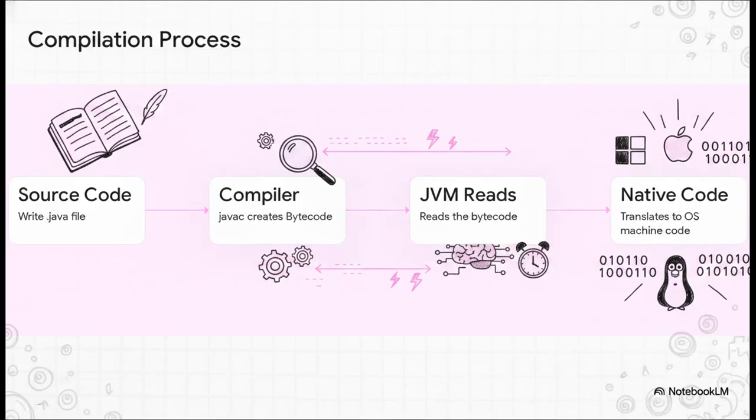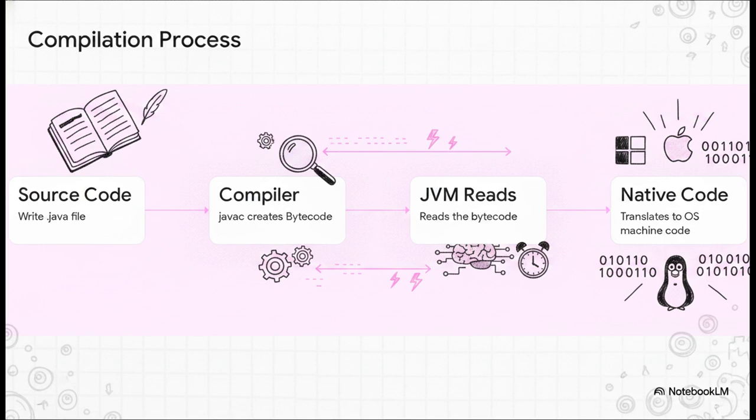So here's how the life cycle actually works under the hood. It's a linear process. Step 1, you write your human-readable source code in a .java file. Step 2, the compiler, which is called javac, transforms this into an intermediate format called bytecode, saving it as a .class file. Step 3, the Java Virtual Machine, or JVM, reads that bytecode. And finally, Step 4, the JVM translates it into the native machine code of whatever specific operating system you're using.